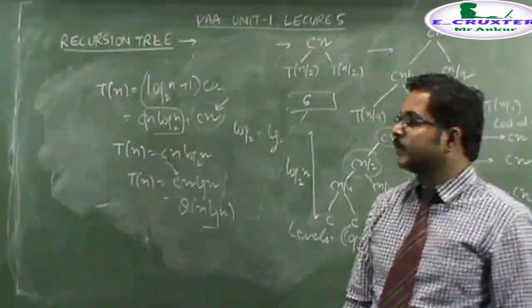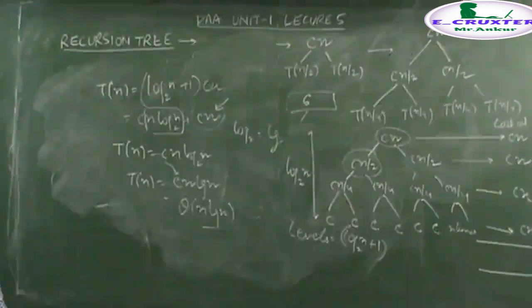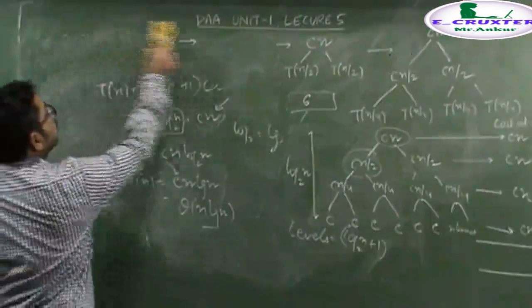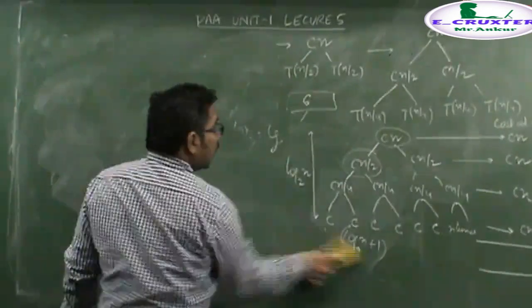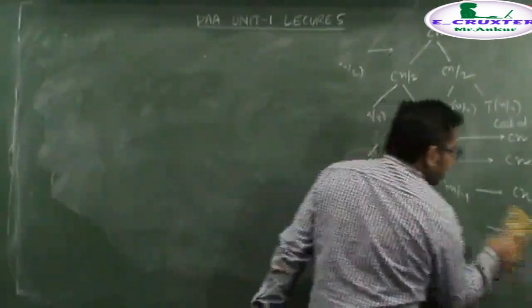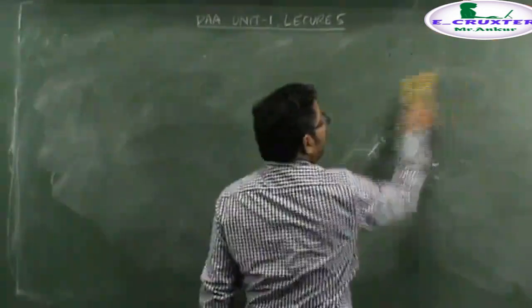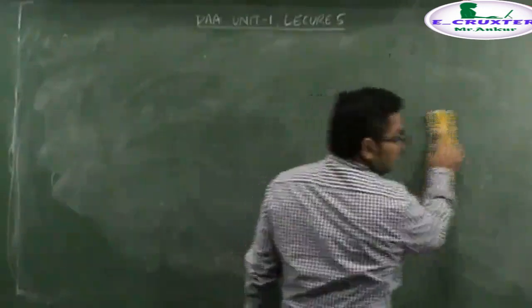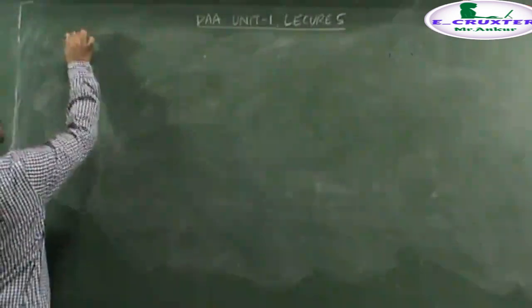Coming to the second method, which is basically known as the master method, and it is a direct method through which we can calculate the result. The master method which we are going to discuss is also known as the cookbook method. The master method is also used to solve recurrence equations.